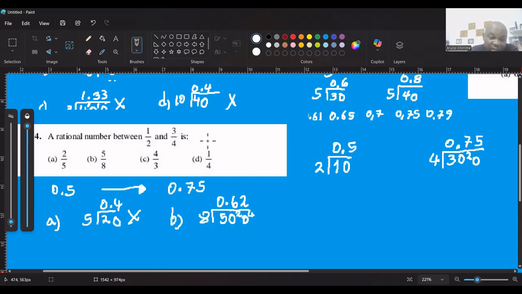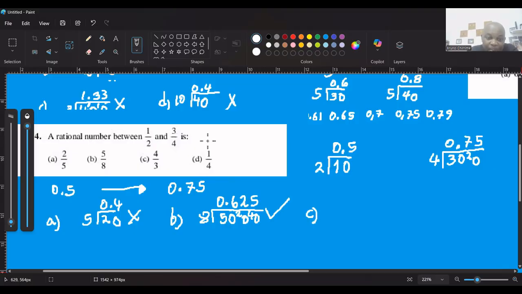Put a 4 here. Ask again a question: 8 into 40. 8 times 5 is 40. So it goes 5 times. 5 times 8, that's 40. 40 minus 40, 0. So this is, okay, 0.625. Does it lie between 0.5 and 0.75? Bing! Yes, it does.